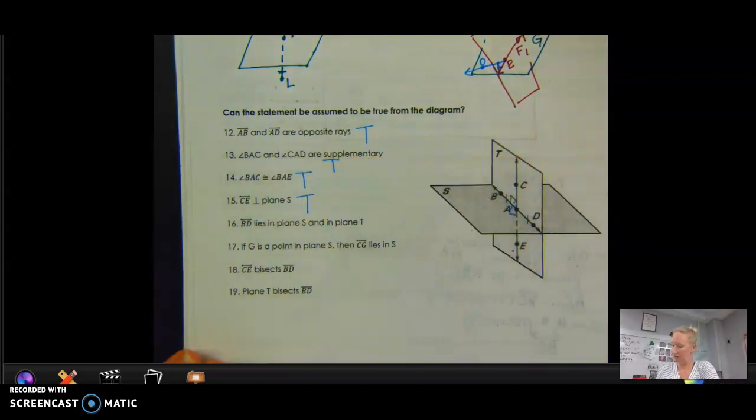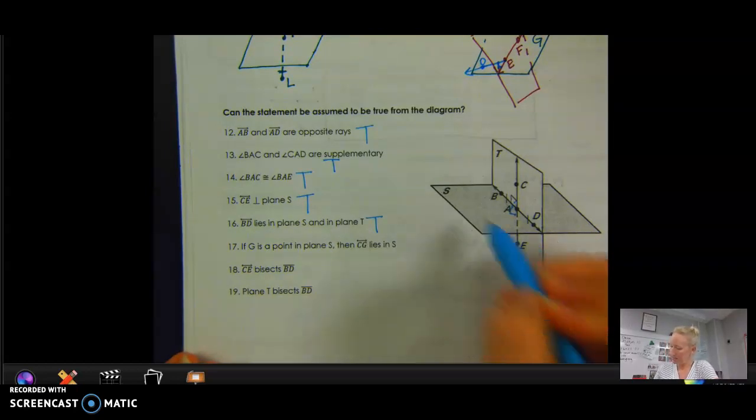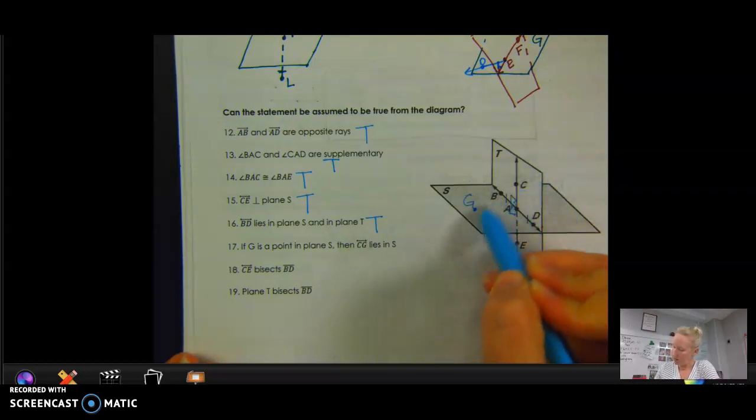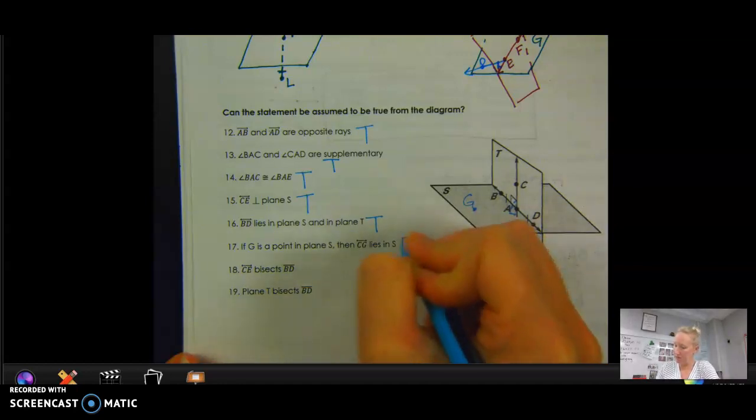We have a lot of truths here, and that's okay. Line BD lies in plane S and in plane T. That is true because it's the line of intersection of both planes, so it would be in both planes. If G is a point in plane S, then C to G lies on S. So if I put G here, they're saying if I connect those 2 points, would it be on that shaded plane? No, not necessarily, so that one would be false.